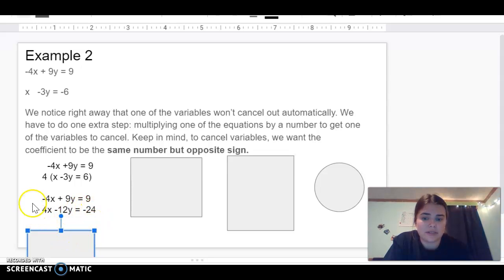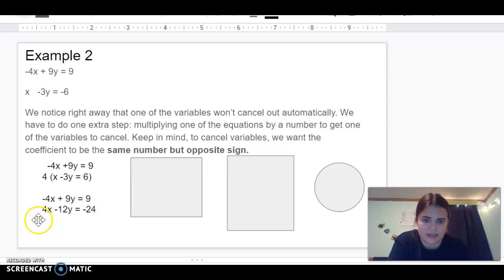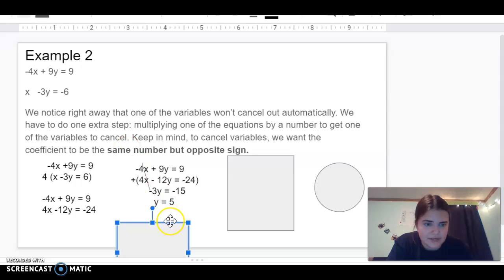So now we notice that we have a set of variables that would cancel out. So now we can add these two together now that we make sure that we have variables that cancel. So we just add these two like we did in the first example. And now we have those x's cancel out because negative 4x plus 4x is 0. So we just put a line through it. And we add the two other parts of the equation. So we get 9y plus negative 12y, so we get negative 3y. And 9 plus negative 24 is negative 15. So we just divide both sides by negative 3, and we get y equals 5.